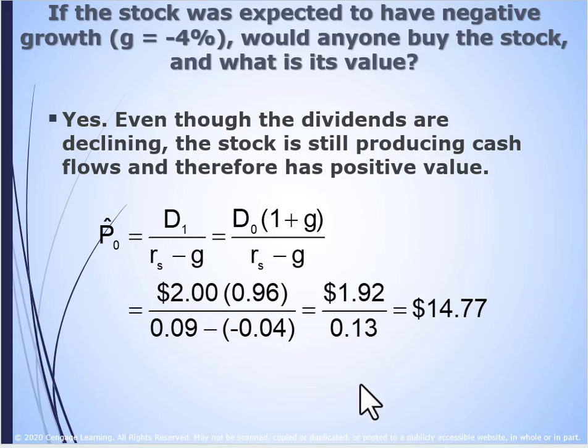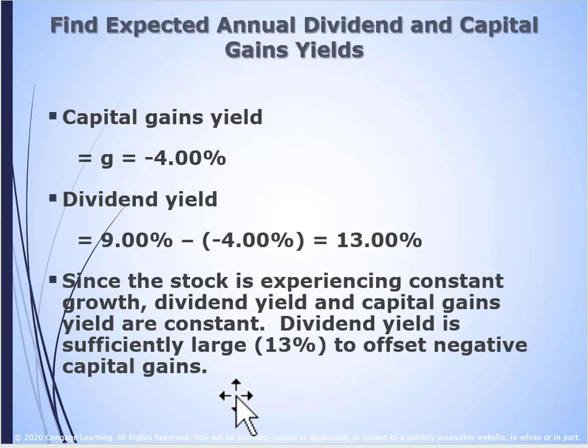It implies that there's got to be a pretty high return expected if you think there's going to be negative growth in dividends to get a rate of return, right? What rate of return are you going to expect? So since they're expecting this constant growth, dividend yield, and constant capital gains, the dividend yield is sufficiently large enough. When you calculate the dividend yield here, you're going to have to offset those negative capital gains. How do we do that?